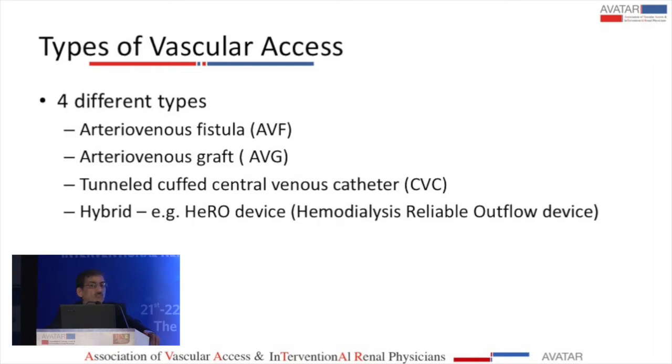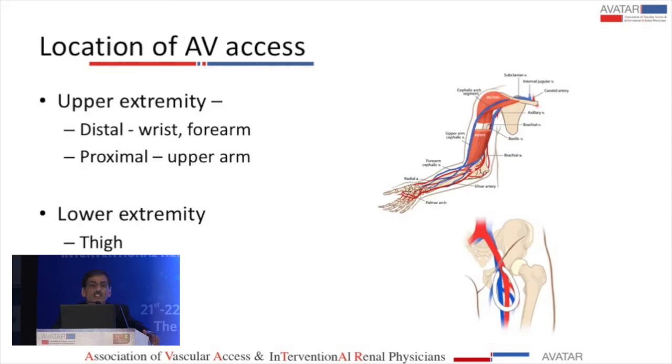We have the upper extremity access and the lower extremity access. The principle always should be distal first, proximal later. Preferably AV fistulas, if possible, before you move on to an AV graft. A distal could be in the wrist, forearm, or proximal forearm, and then proximally in the upper arm, and then lower extremity could be a thigh access.